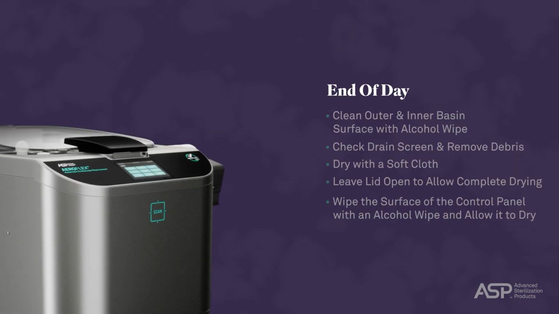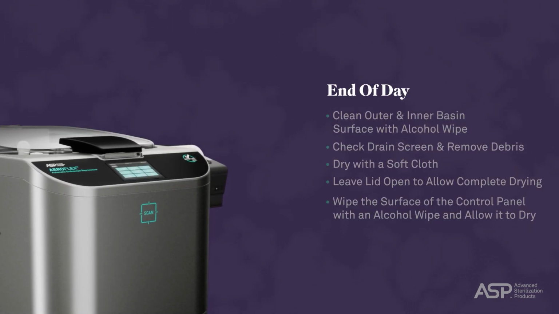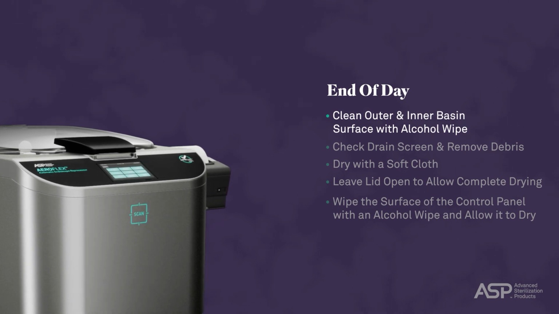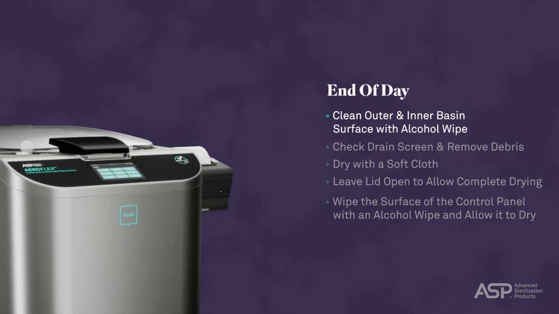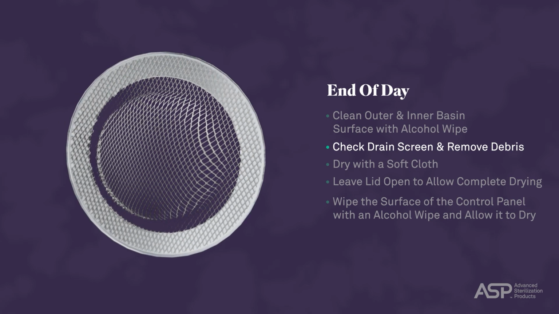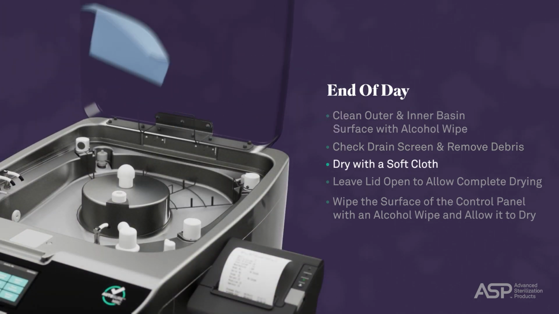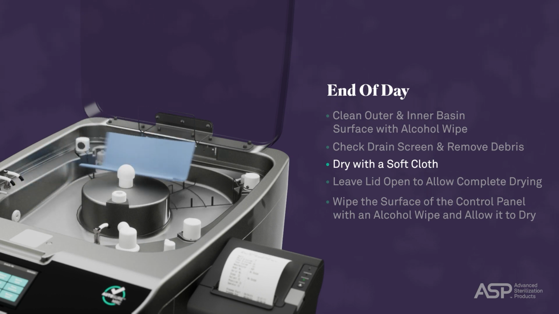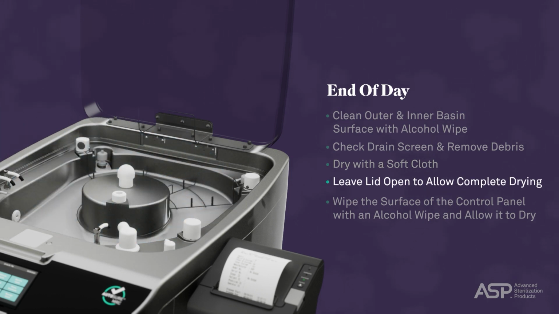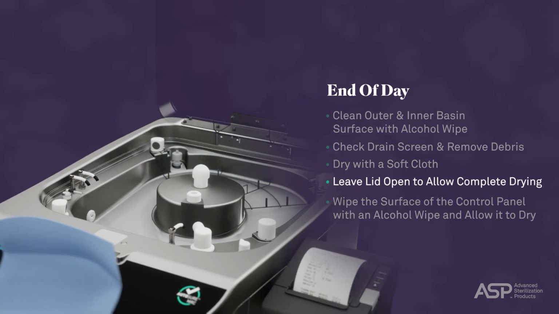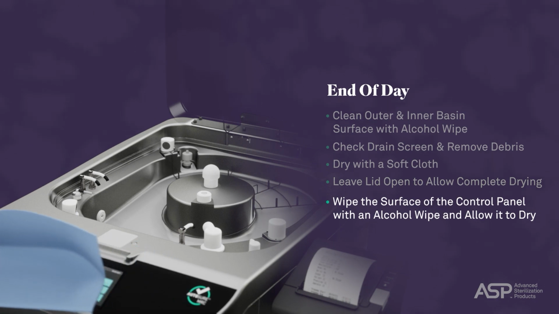At the end of each day, use an alcohol wipe to clean the outer basin surface and the inner basin surface. Then check the drain screen and remove any debris. Next, dry the basin and lid inner surfaces with a soft cloth. Leave the basin lid open to allow complete drying. Finally, wipe the surface of the control panel with an alcohol wipe and allow it to dry.